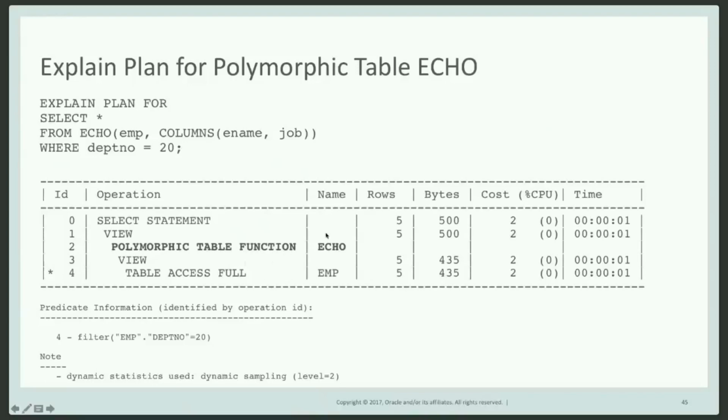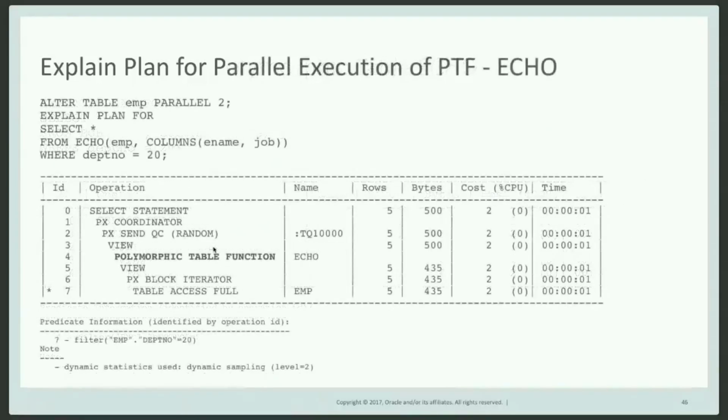So you will see in your explain plan the name of the function and the fact that you've got a PTF in operation, which is quite useful. Let's say you enable this for parallel execution and execute it in parallel. Is there anything I need to change in my table function now?